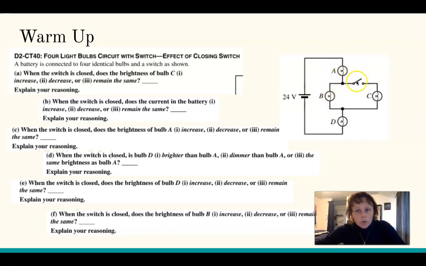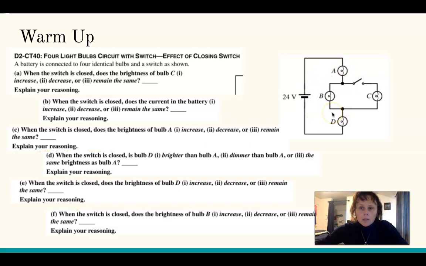When the switch is open, the three bulbs are connected in series, and let's pretend that the resistance of each of these bulbs equals 1. There are 4 identical bulbs. So in this case, the current going through the circuit is 24 volts divided by 3, which is the total equivalent resistance, which is 8 amps.